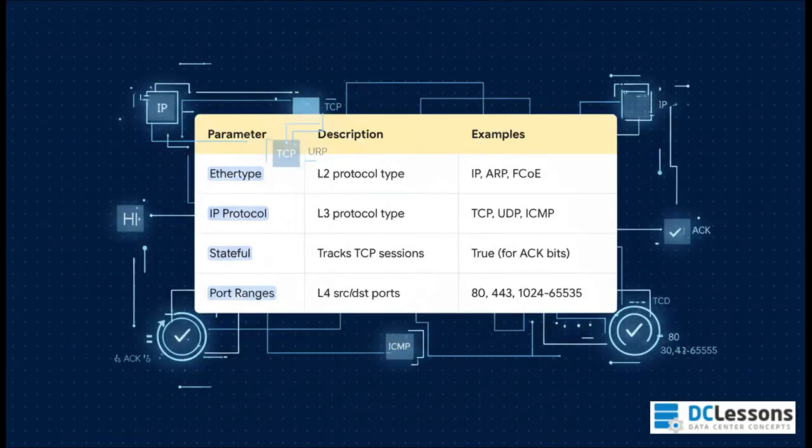This table just gives you a taste of how specific you can really get. You can match on layer 2 stuff like ether type, layer 3 like the IP protocol, TCP, UDP, you name it, and of course the layer 4 port numbers. There's even a stateful flag you can set, which basically tells ACI to pay attention to things like the TCP ACK bit, making sure the session is legit.